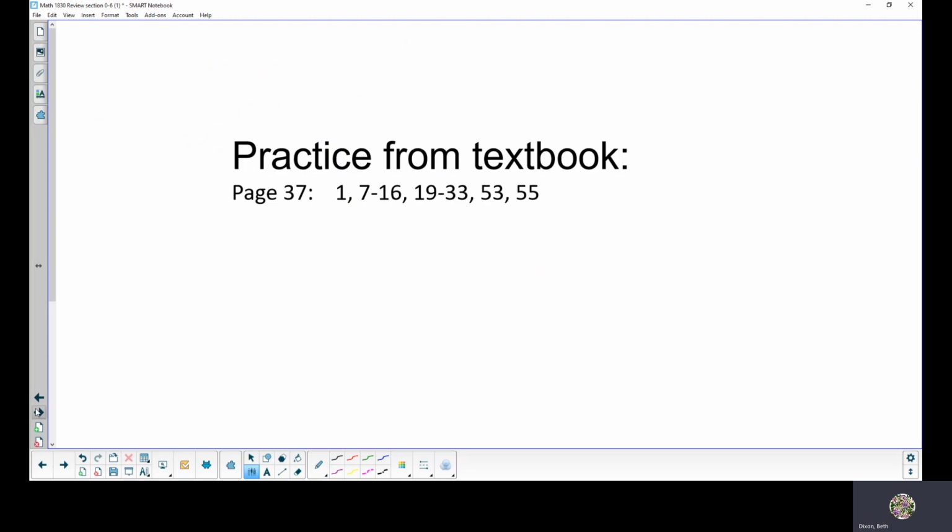And that's how you do it. You may need more practice because factoring is one of the harder skills that we do. So the practice from the textbook is page 37, problems 1, 7 through 16, 19 through 33, 53, and 55.